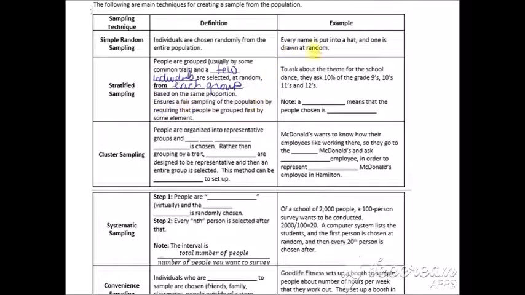Okay, so an example of this is if you want to know the theme of a school dance, you take 10% of every grade. So the common element would be the grade 9s, 10s, 11s, and 12s. And then the proportion would be 10%. So note a percentage means that the people chosen is proportional.